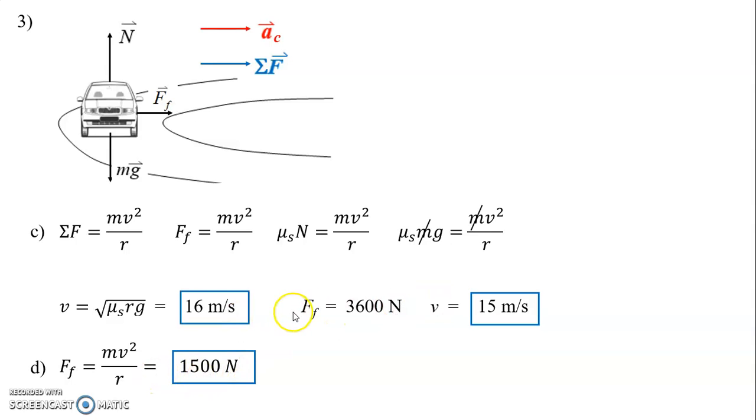Clearly smaller than the original, which makes sense. This goes right back to part B, that if it's moving faster, we need more force. Obviously, if it's moving slower, we don't need as much force. That should make perfect sense.